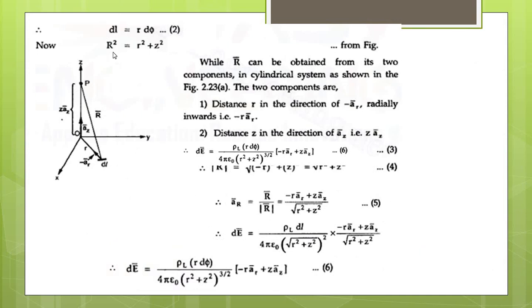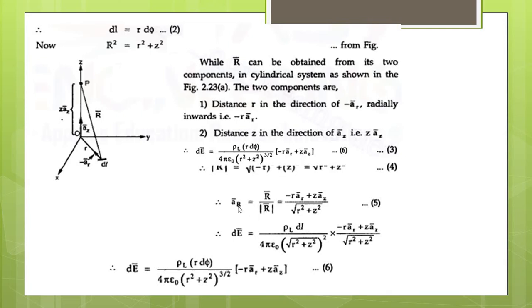So r square, from the diagram we can say, is equal to r square plus z square. So we can write the equation for dE is equal to, this is the same equation which we used in the previous case, rho L into r d phi by 4 pi epsilon naught (r square plus z square) whole power 3 by 2 into (minus r ar plus z az). So to find the magnitude of R, we need to square both of these two terms, that is, square root of r square plus z square.